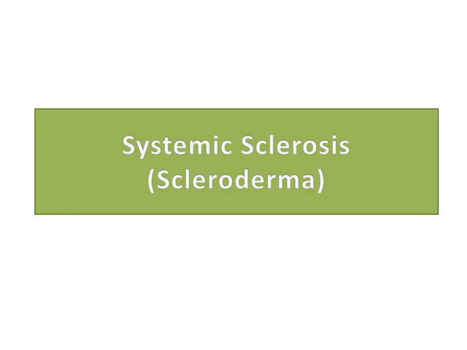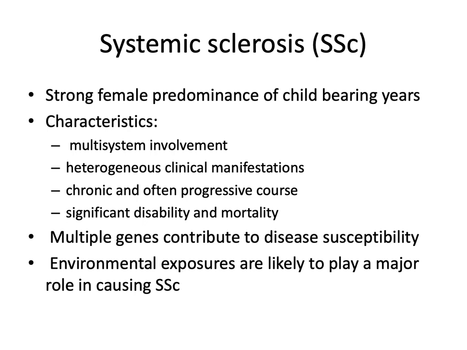Next, we have systemic sclerosis. Systemic sclerosis is an autoimmune condition that has a sporadic distribution and a strong female predominance, particularly of childbearing years. It has multisystem involvement with heterogeneous clinical manifestations that has the tendency to have a chronic and often progressive course that leads to significant disfigurement, disability, and mortality. There are multiple genes that contribute to disease susceptibility, but the genetic contribution only makes up a small percentage. Hence, environmental exposures are likely to play a major role in causing scleroderma.